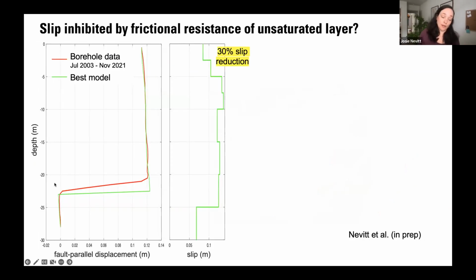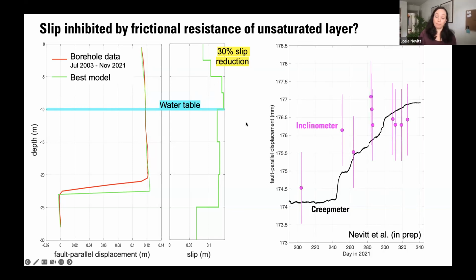So this plot on the left in red is showing the borehole fault parallel displacement with depth. So you can see this zone where it's being offset by the fault. More shallowly, you can see that the borehole is deflected in the retrograde direction. And so we are developing an inverse model that is based on the borehole deformation at depth to solve for the slip at depth. And what we're seeing is that in order to match this retrograde tilt, we need to have a slip reduction very close to the surface, and that this is occurring above the observed water table depth.